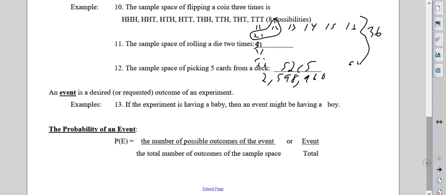We didn't use that term in the previous chapter. Now, an event is a desired or requested outcome of an experiment. Okay? If the experiment is having a baby, the event might be having a boy. Okay? Now, to calculate the probability of an event, you take the number of possible outcomes divided by the total number of outcomes. Okay? So in this case, a boy is 1 outcome out of 2 possible outcomes.